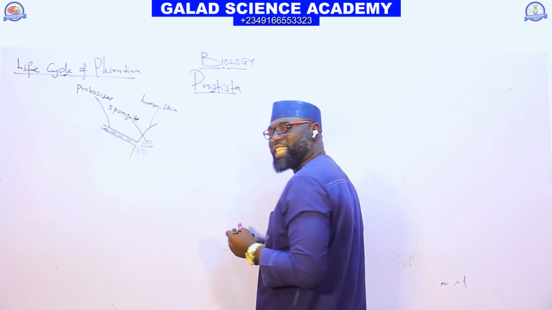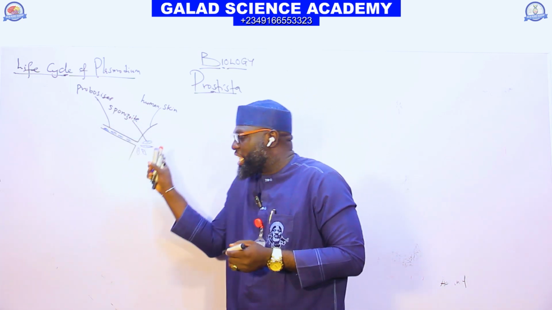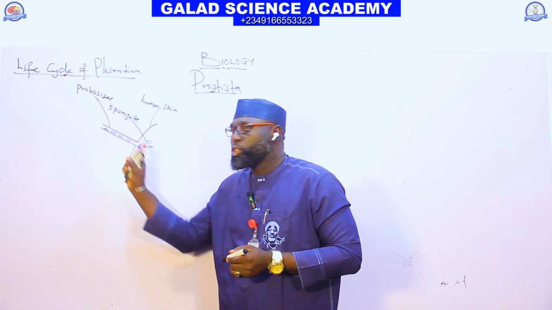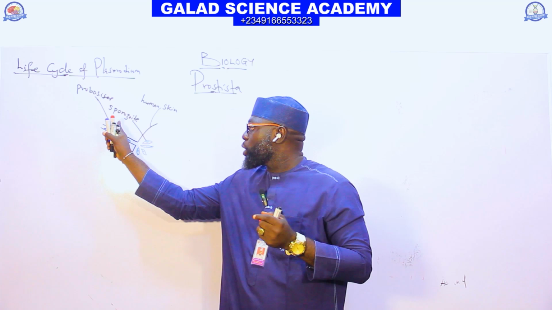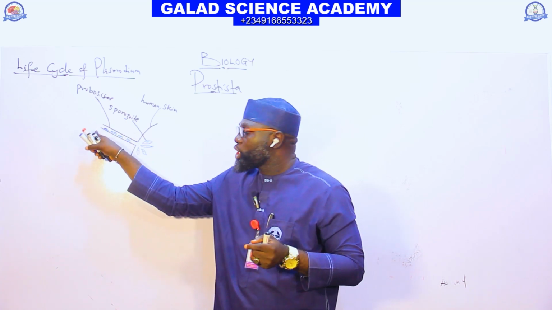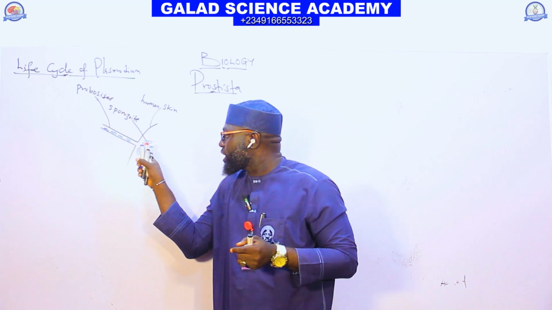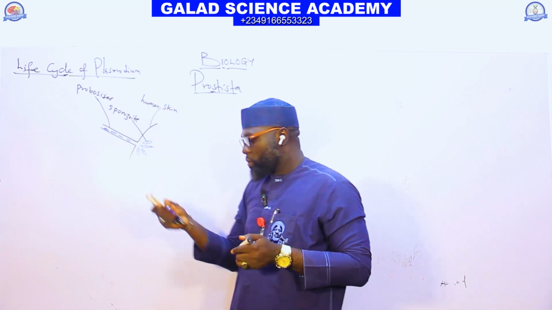The sporozoite is the infected stage of Plasmodium. The infected stage of Plasmodium is sporozoite. So the mosquito drops this sporozoite inside the human skin.